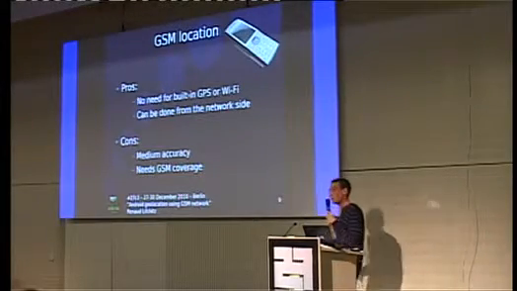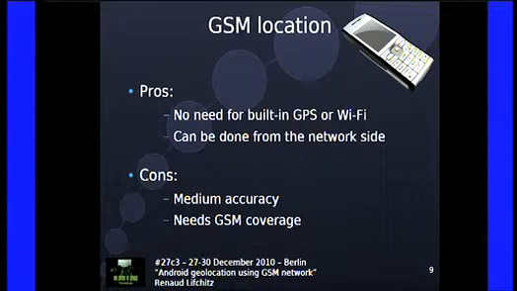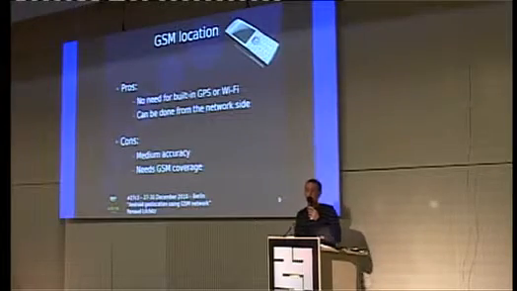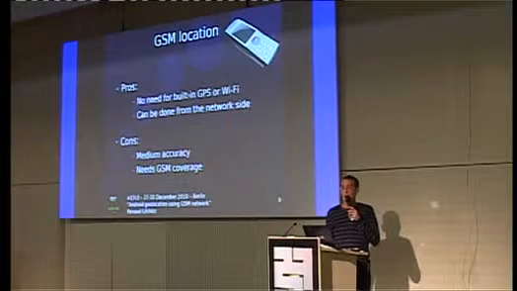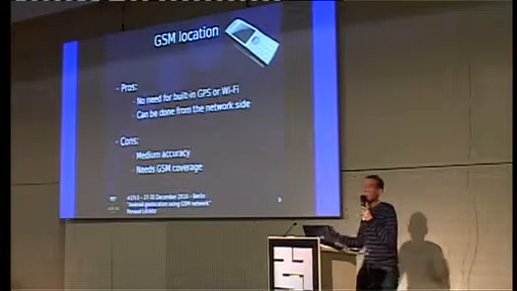So these are the two classical ways to locate yourself. The last way, and the most interesting way, is the GSM location. Here you don't need Wi-Fi or GPS. So it will work with all GSM phones. And it can be done from the network side. You don't necessarily have to install an application on your phone or have a smartphone. With a very old phone, you are able to geolocate yourself because this is made from the network side, and not from the user side.